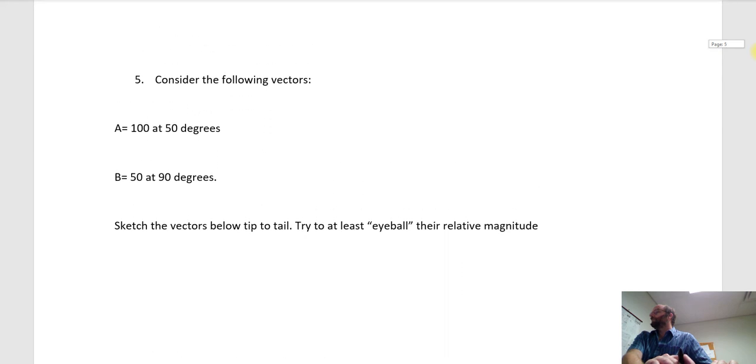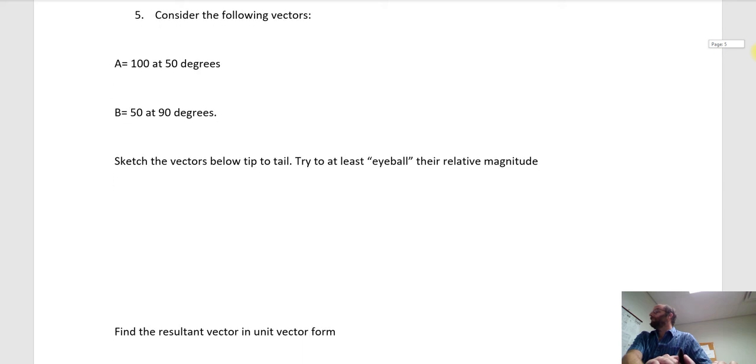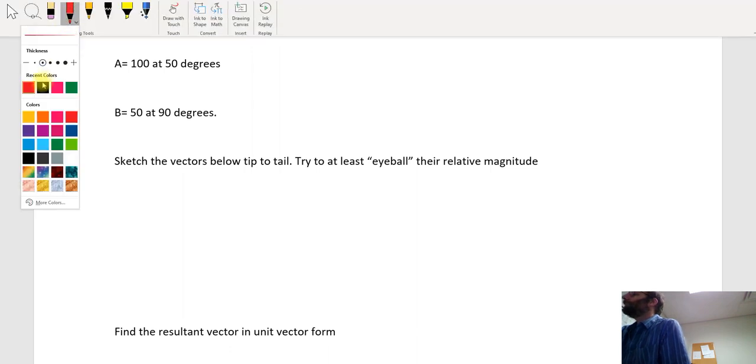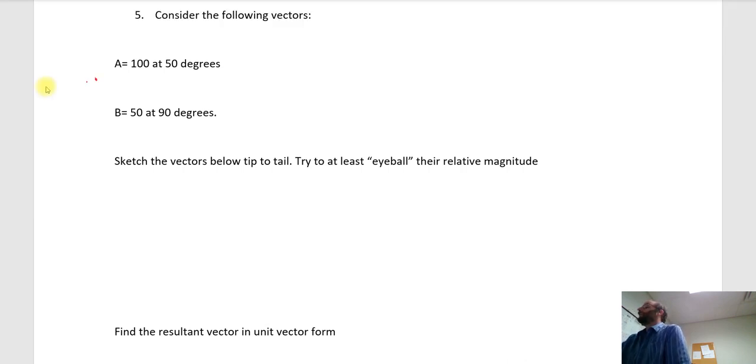Okay, number 5, consider the following vectors. Sketch them tip to tail, eyeball their relative magnitude. I will get you started on this. Let's start with the first vector: 100 units at 50 degrees. So maybe start here, put a little coordinate system, x, y. 100 at 50 degrees. Now 50 degrees measured from the positive x-axis maybe looks something like this, where this would be the 50-degree angle between the 0 and the positive x-axis.